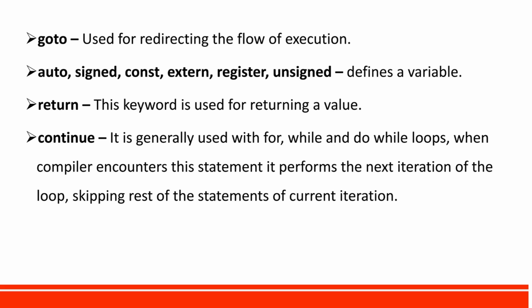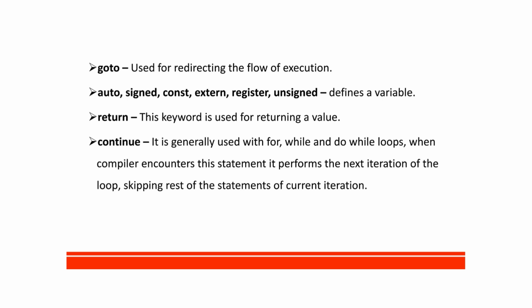Enum. The enum keyword is used to declare an enum. An enum is a user defined data type which holds a list of user defined integer constants. Extern. The extern keyword is used to declare a variable or a function that has an external linkage outside of the file declaration.